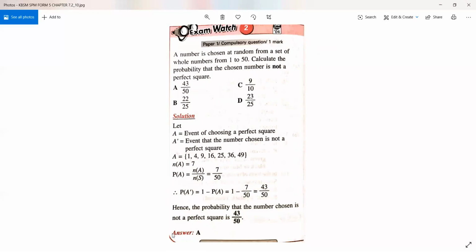This one. A number is chosen at random from the set of whole numbers 1 to 50. Calculate the probability that the chosen number is not a perfect square. How many perfect squares do we have from 1 to 50? We have 7: 1, 4, 9, 16, 25, 36, and 49. So the probability of choosing a perfect square is 7 over 50. The probability of choosing a number that is not a perfect square is 1 minus 7 over 50, so we get 43 over 50.